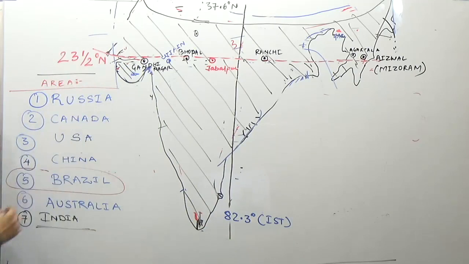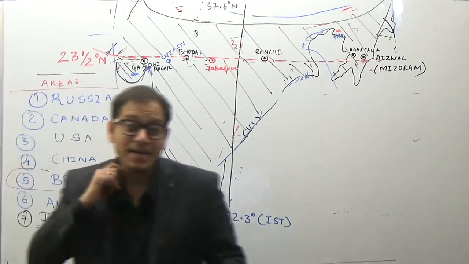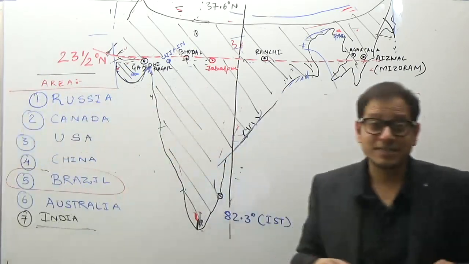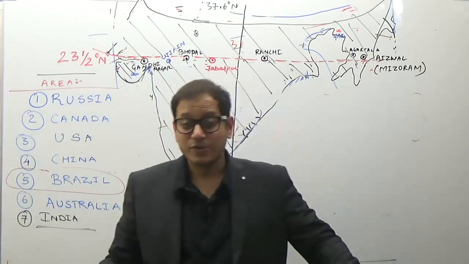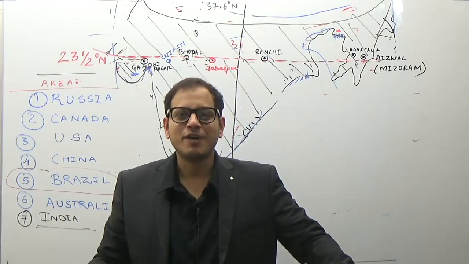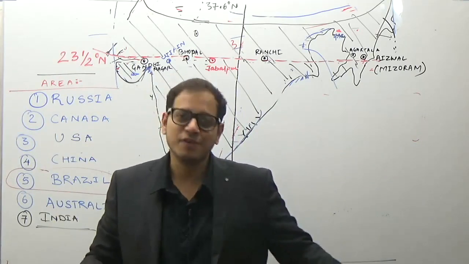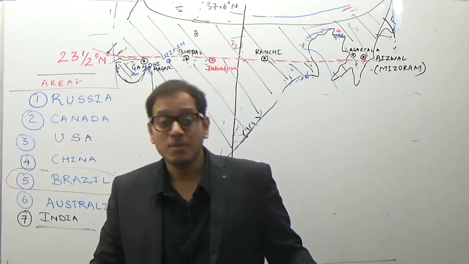India is the seventh biggest country in the world by area. Brazil is the fifth biggest country in the world by area. Russia is the biggest country in the world by area. But as I told you, remember an interesting fact about Brazil. Brazil ranks fifth in both area as well as in population.